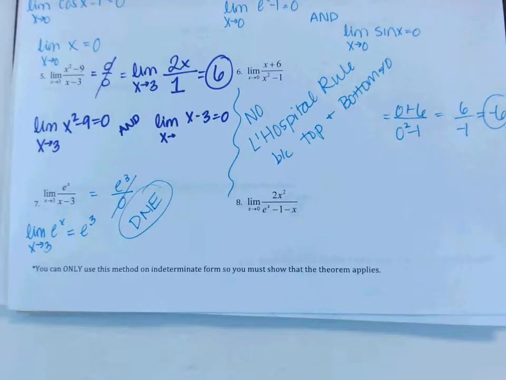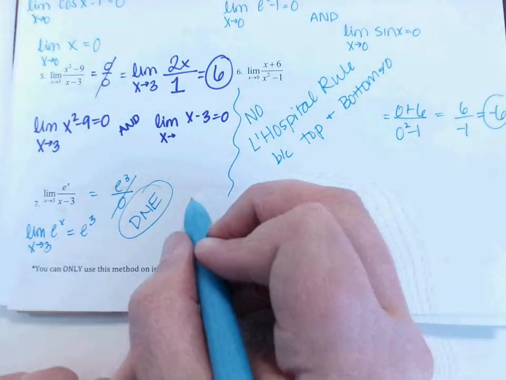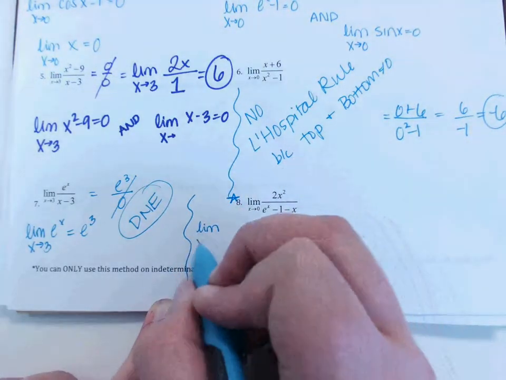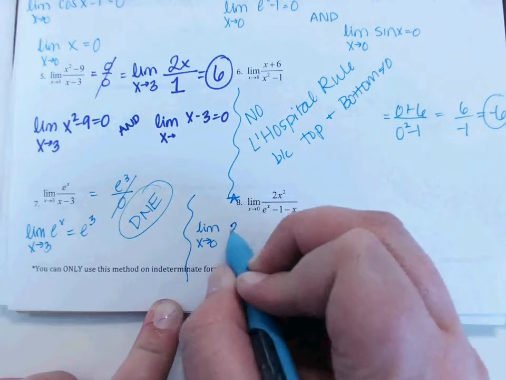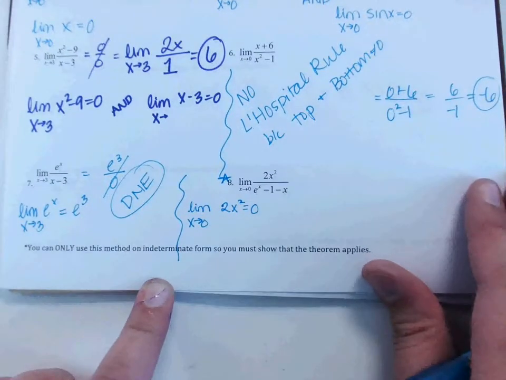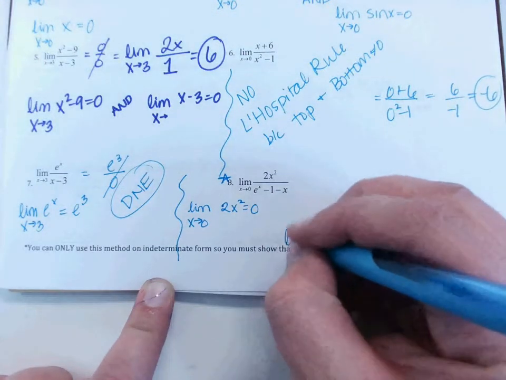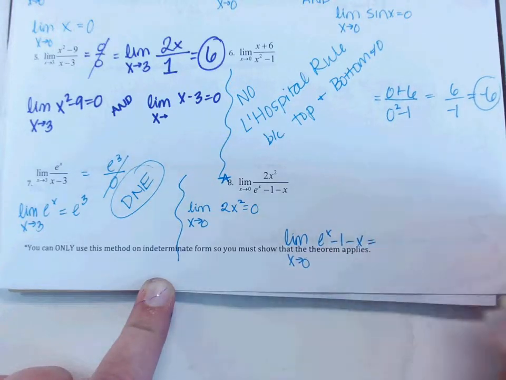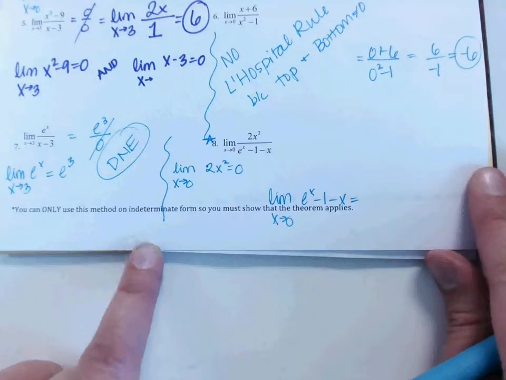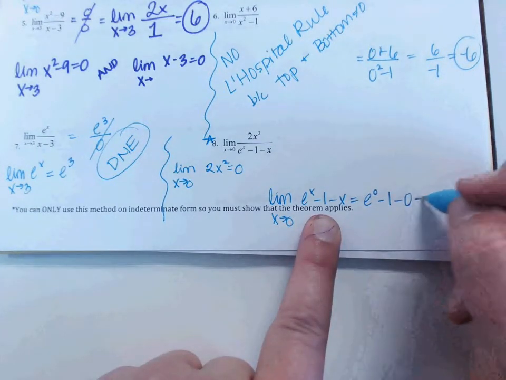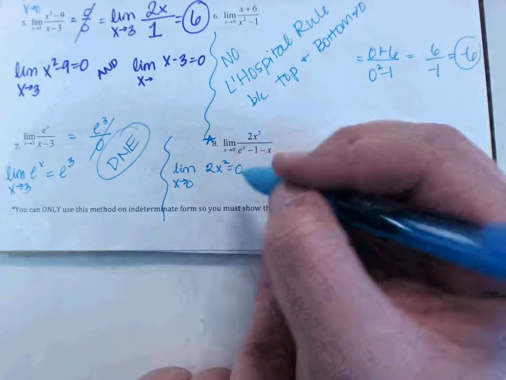Do I get 0 top and bottom? Check it. Yes. Okay, this one, put a star next to this one. So I have 2x squared, plug in 0, you get 0. Then I'm going to do the limit as x approaches 0 of e to the x minus 1 minus x. Remember, we're still plugging in 0. e to the 0 is 1. 1 minus 1 minus 0 is 0. So can I use L'Hopital's rule?